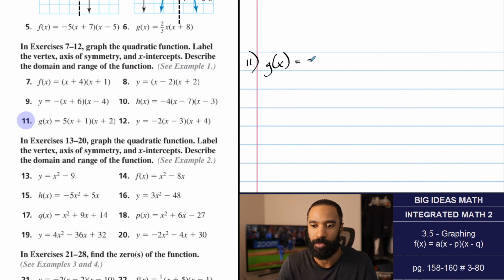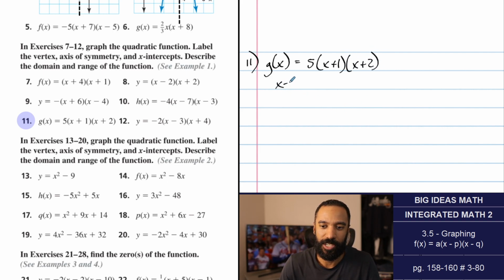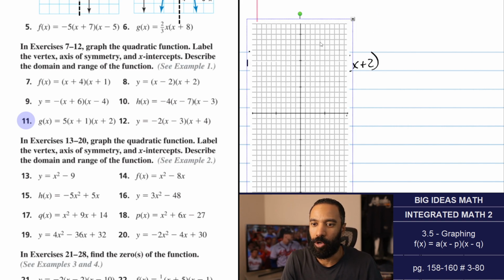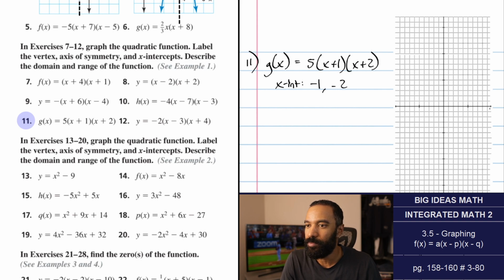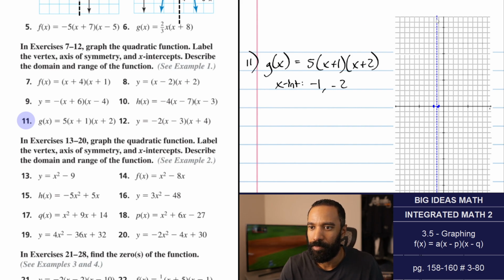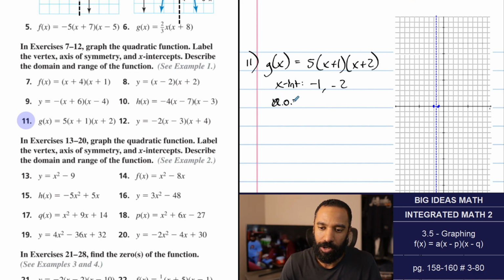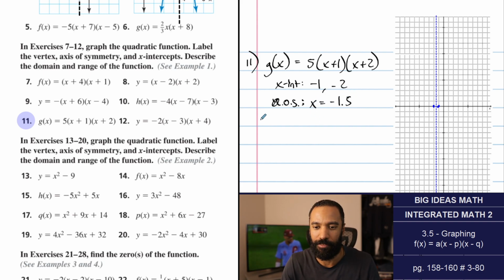All right, number 11, g of x equals 5 times (x plus 1) times (x plus 2). So your x-intercepts are -1 and -2. Those are pretty close together, right? -1 and -2. The axis of symmetry fits right in between those, at -1.5. If you average -1 and -2, that is what you get right there. Right there. So axis of symmetry, AOS, x equals -1.5.